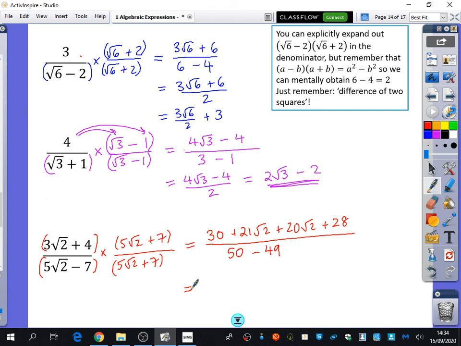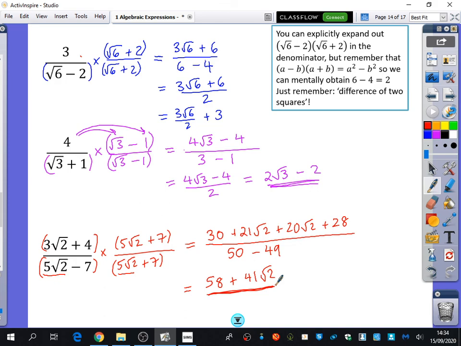How do you get 50? 50 is because it's 5 root 2 multiplied by 5 root 2. Yeah. 5 times 5 is 25. Then root 2 times root 2 is 2. 25 times 2 is that. And we didn't bother doing this times this or this times this because they were going to cancel out. So we've stopped bothering doing that when it's a difference of 2 squares. Save time. So the numerator simplifies to 58 plus 41 root 2.